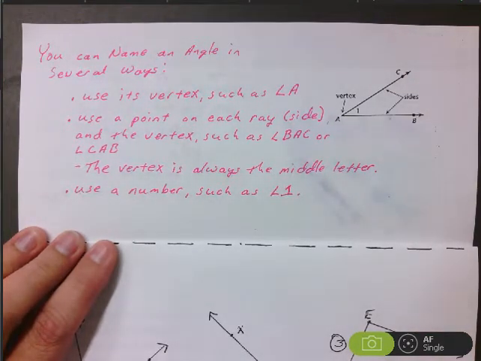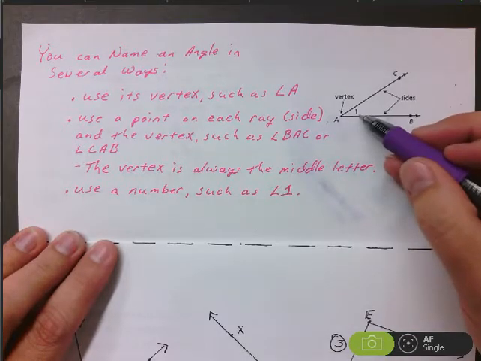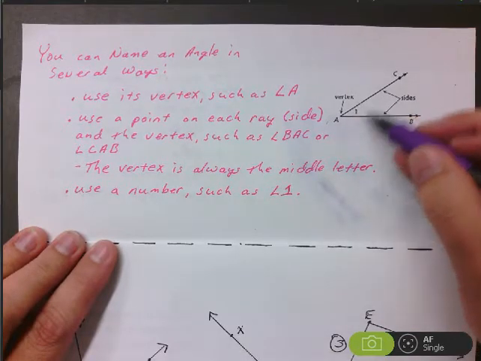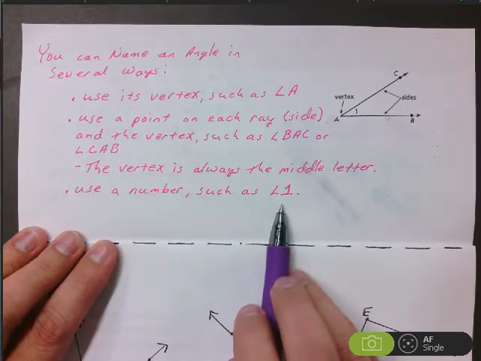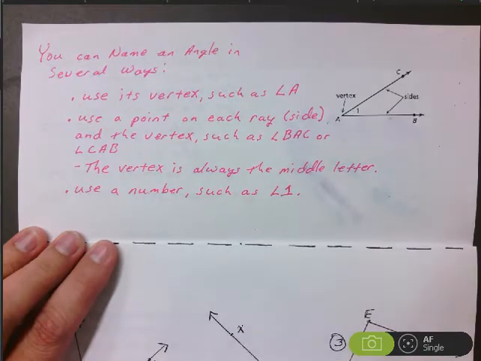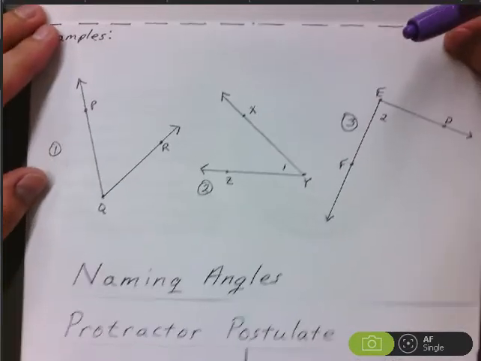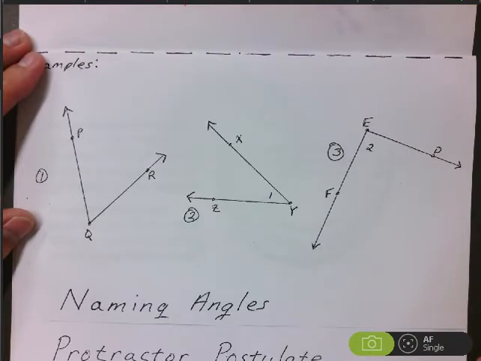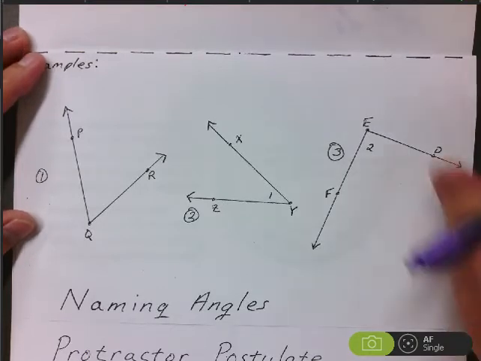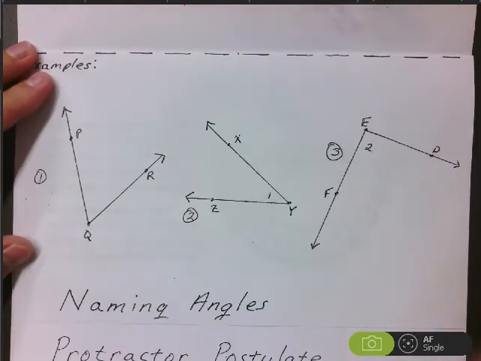The third way is to use a number. So if you notice here, I have a number 1 inside my angle. So I can call that angle 1. So those are the 3 different ways that we can name angles. So we're going to come down here, and I've got 3 different angles for us, and we're going to name those. We're going to name them in several different ways.